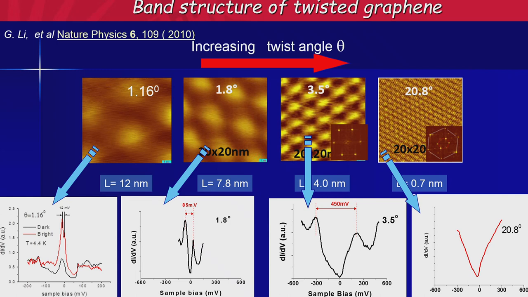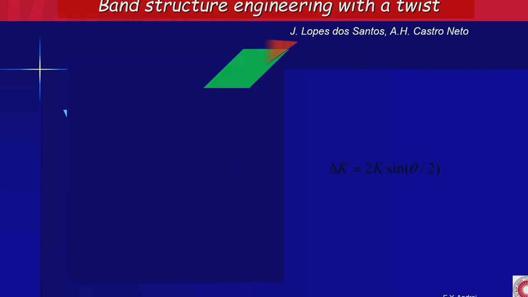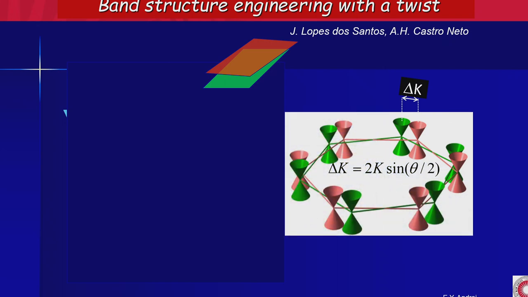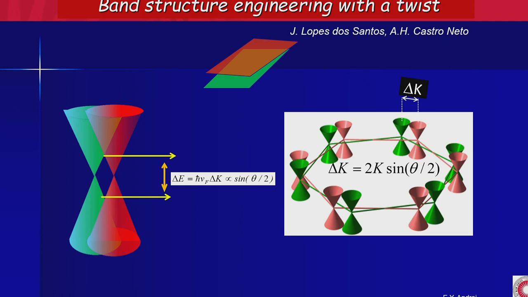Now, we've seen this way back, in 2010. Here I'm taking two graphene layers, one on top of the other. In reciprocal space, here are the Dirac cones, so we have a pair of Dirac cones. The point where they intersect, in the electron and hole sectors, corresponds to the difference in the K vector, which is 2K sin(θ/2), where K is this big K here. So the energy where they merge goes like ħ v_F Δk, proportional to sin(θ/2). So the merging is important.